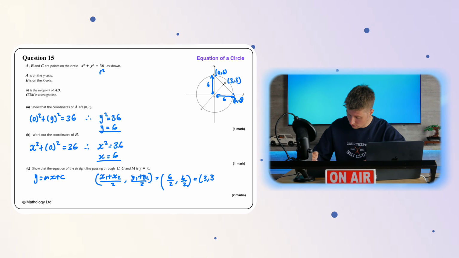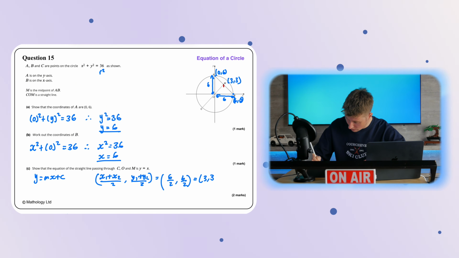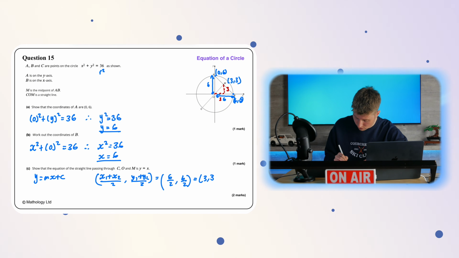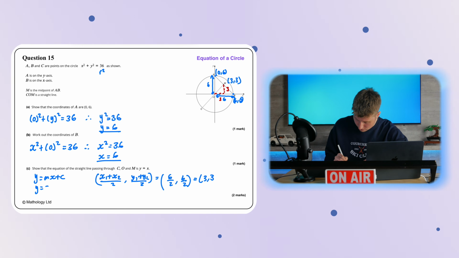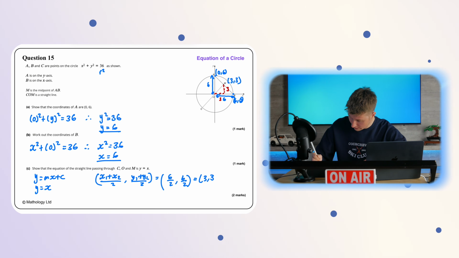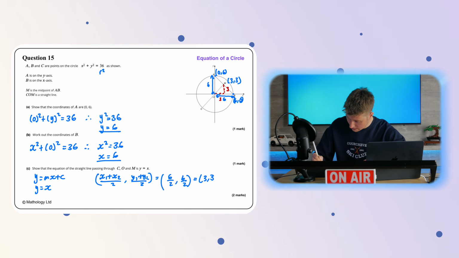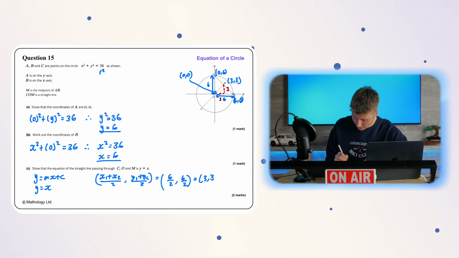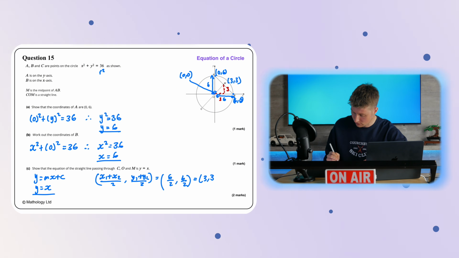So the gradient is the rise over the run. So it's gone up by 3 and along by 3. So 3 divided by 3 is 1. So that means m is 1. So we just get y equals x. And then the plus c value is the y-intercept of this line. And you can see that it crosses the point at 0, 0. So the final answer will be y equals x.